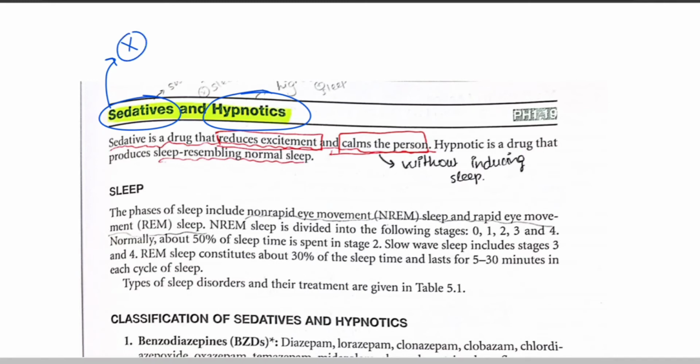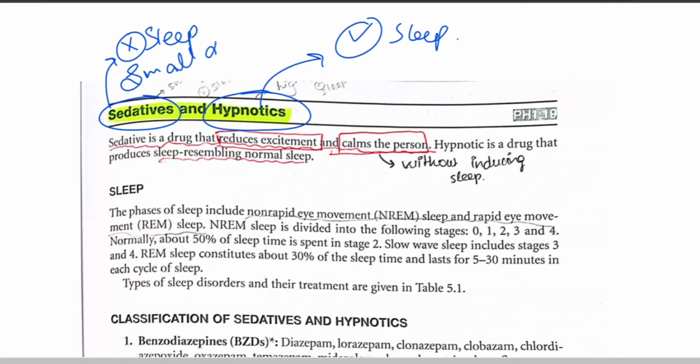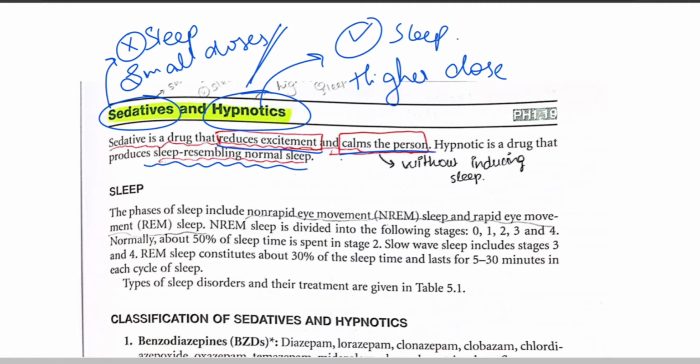Sedatives do not cause sleep and hypnotics cause sleep. Sedatives are usually prescribed in smaller doses and hypnotics are prescribed in higher doses. So this is the main difference between sedatives and hypnotics. A sedative is a drug that reduces excitement and calms the person without inducing sleep, whereas a hypnotic is a drug that produces sleep resembling normal sleep. It's a drug which produces natural sleep.